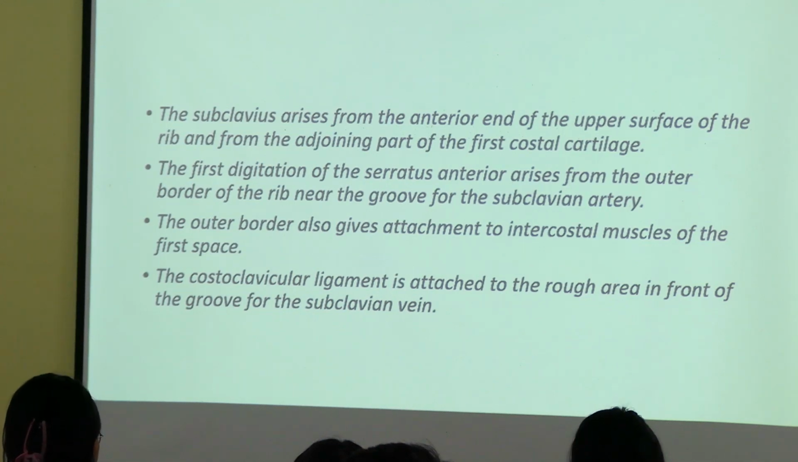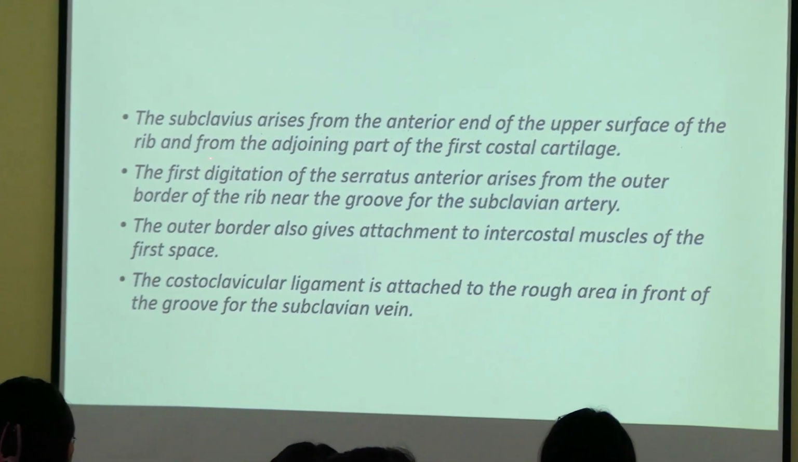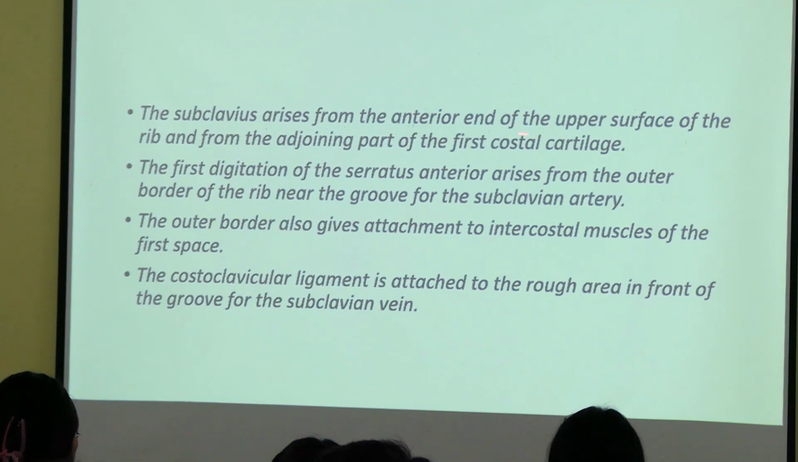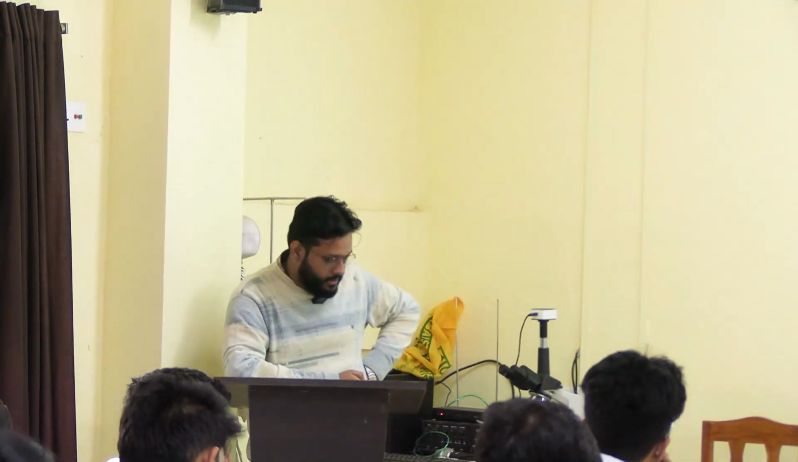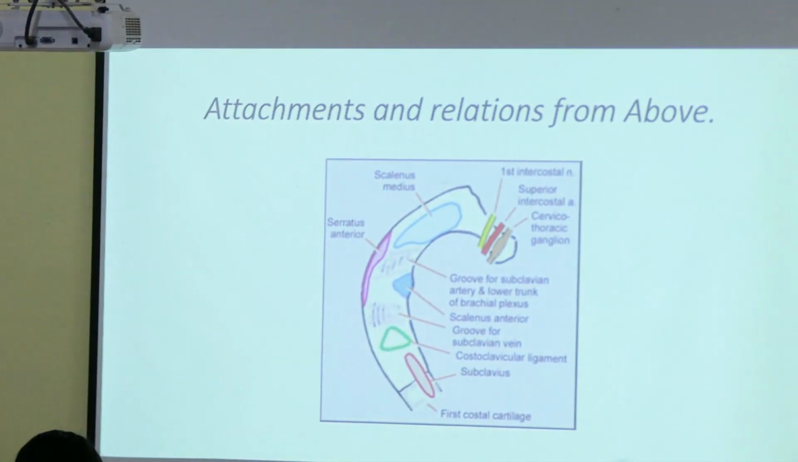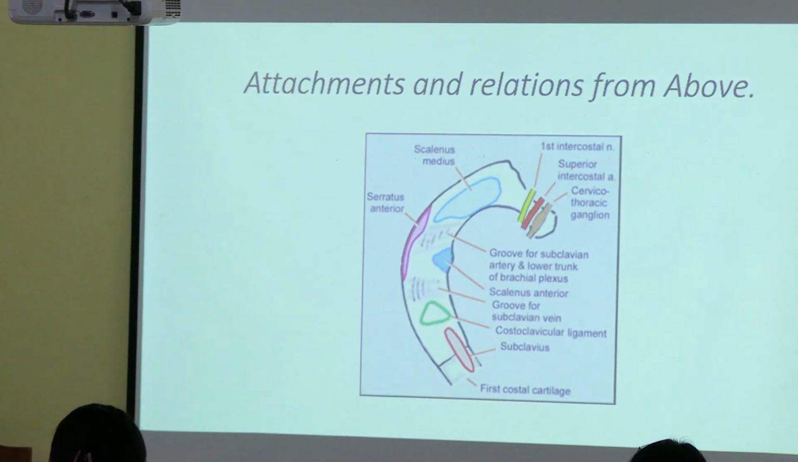Then the subclavius arises from the anterior end of the upper surface of the rib and from the adjoining part of the first costal cartilage. मतलब anterior end of the upper surface of the rib. Upper surface कौन सा वाला है? This one is the upper surface, right? और anterior end is this one. Upper surface, anterior end. This is the muscle subclavius. Look at this one. ठीक है? This is the muscle subclavius.